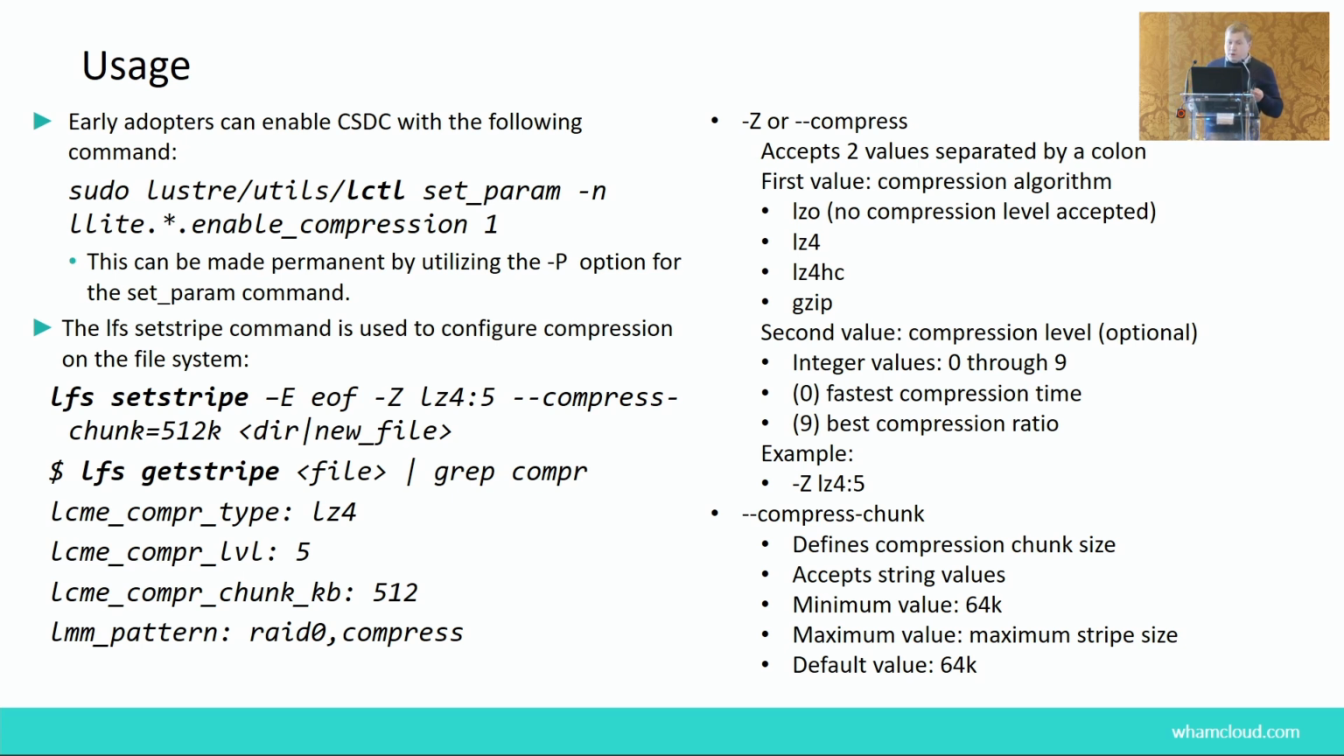For early adopters, we created a special command that enables this feature. So in the first releases, nothing will change for usual users who do not want to use this feature. But if you want to try, you can enable compression and set this parameter permanently. Use set_param -P and play with it. I believe at some point we will enable it forever. I believe.